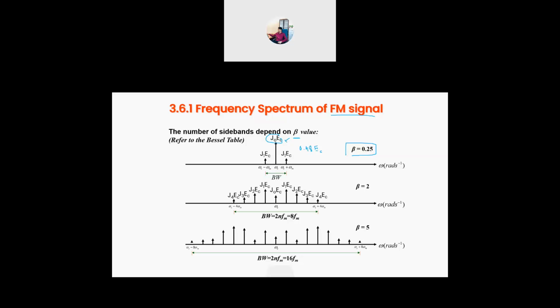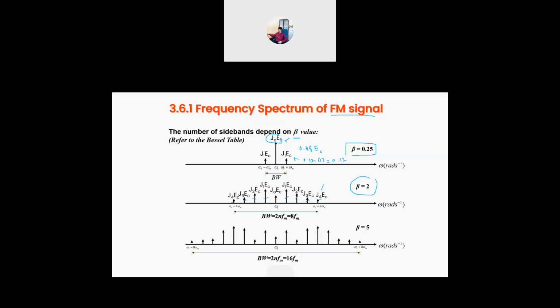If EC is 2, it is 2 times 0.98, and so on. Similarly with this one, J1 is 0.12. If you look into the Bessel table, 0.12, and let's say your EC is 1, so you will have 0.12. If you have beta equals 2, look into the appendix page 3. If your beta equals 2, you're going to have until 4 sidebands. That's why you have 1, 2, 3, 4, and then 1, 2, 3, 4 sidebands.